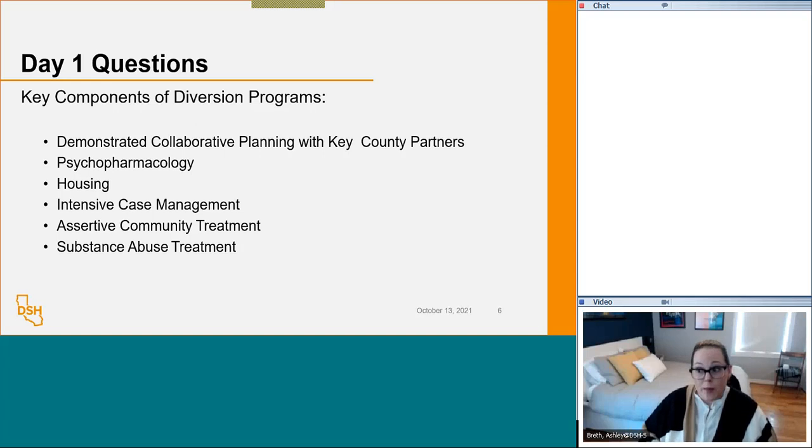Having a psychopharmacology piece to this program is very important. Housing is very important. Intensive case management, like I mentioned before, assertive community treatment, and then also having some substance abuse treatment options as well. Substance abuse or comorbid SUD is somewhat common with this population. So these are kind of key components that help to create a successful diversion program.